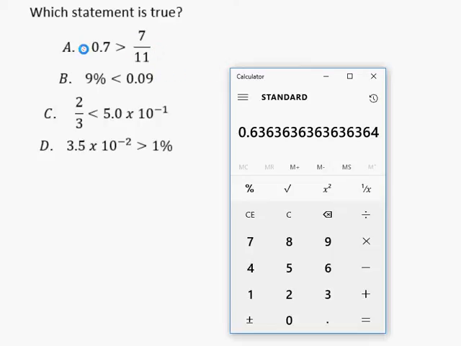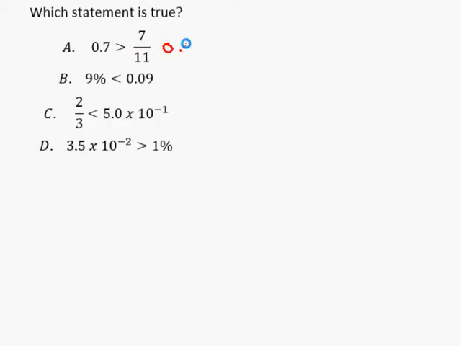So what's bigger, 0.7 or 0.6363, etc.? Well, clearly the tenths place 7 is bigger than the tenths place here, the 6. So 0.7 is indeed greater than 0.6 anything. So we found our answer right away. Answer A is the true statement. Now, if this were really a test, I'd encourage you to check every single one. So let's go ahead and do that.